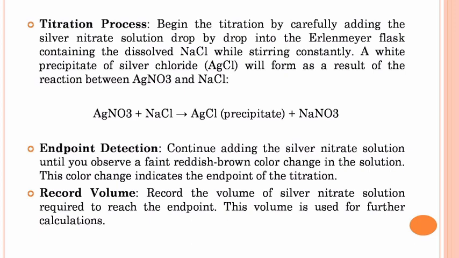Sixth, endpoint detection. Continue adding the silver nitrate solution until you observe a faint reddish-brown color change in the solution. This color change indicates the endpoint of the titration. Record volume. Record the volume of silver nitrate solution required to reach the endpoint. This volume is used for further calculations.